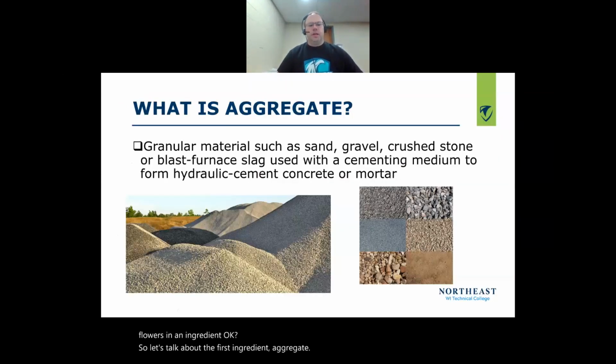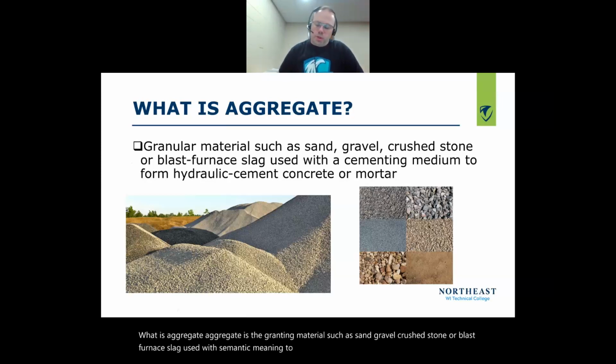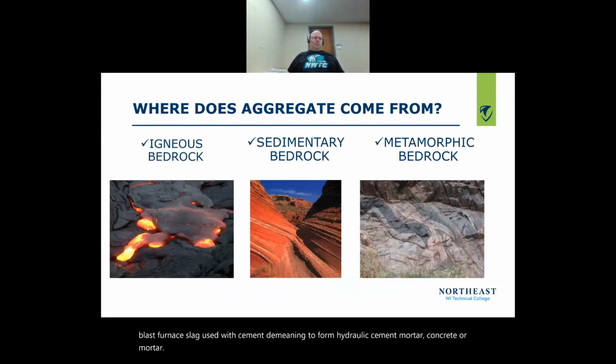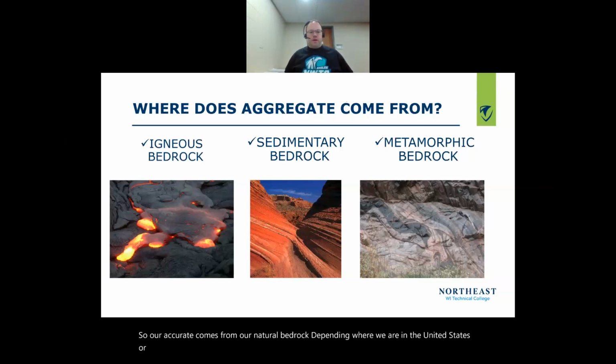What is aggregate? Aggregate is the granular materials such as sand, gravel, crushed stone, or blast furnace slag used with cementing media to form hydraulic cement mortar or concrete. Where does our aggregate come from? It comes from our natural bedrock, depending where we are in the United States or in the world. There are three basic types of bedrock: igneous, sedimentary, and metamorphic.